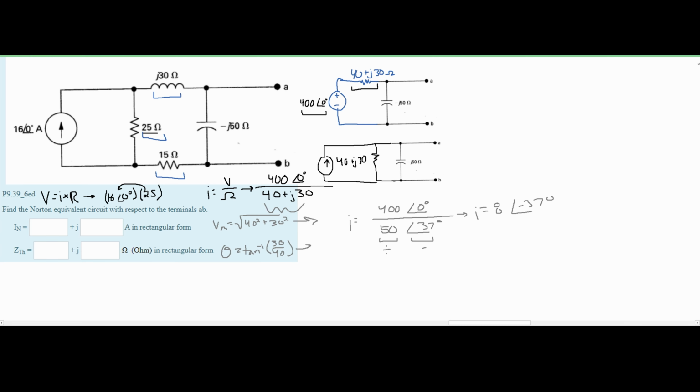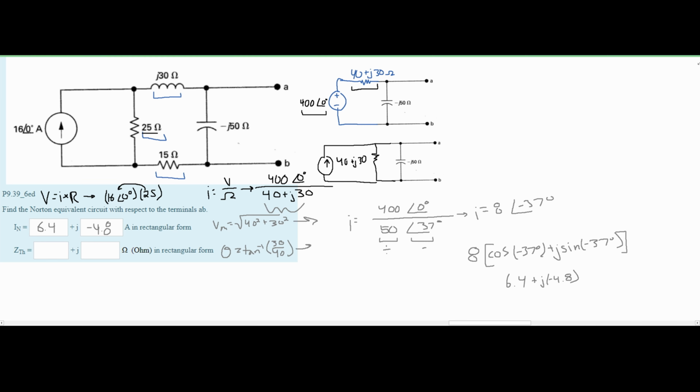Now to convert this back, we are going to have our number, which is 8, outside, and then we're going to have cosine times our angle, which we know to be negative 37, plus j times the sine of our angle, which is negative 37 degrees. From this, we're going to get approximately 6.4 plus j with a negative 4.8. And we're going to write it in here like this. And this is the answer for our I Norton.